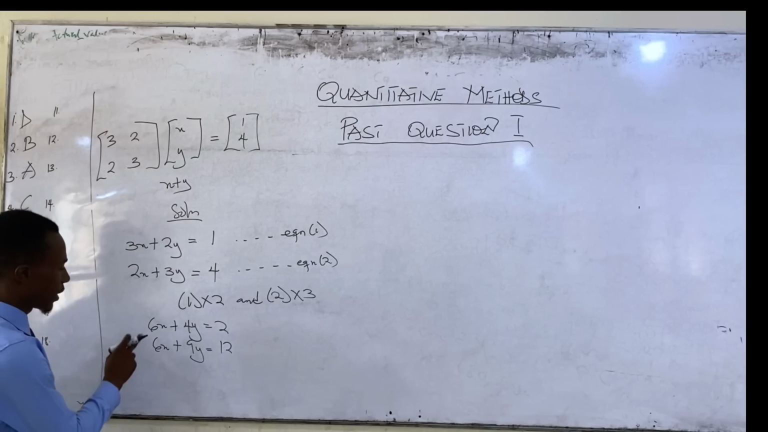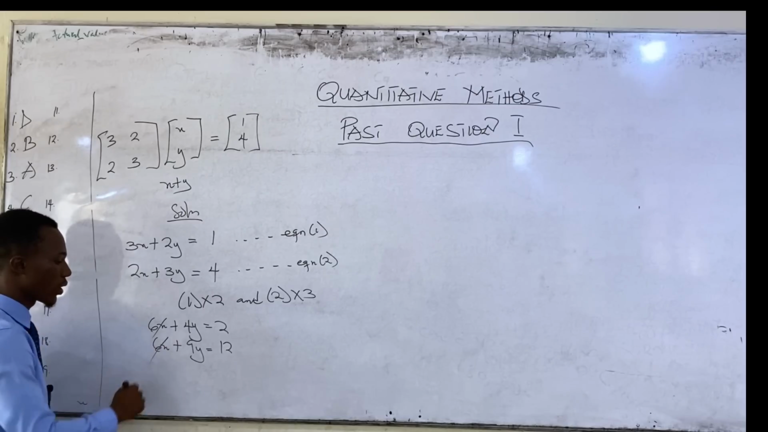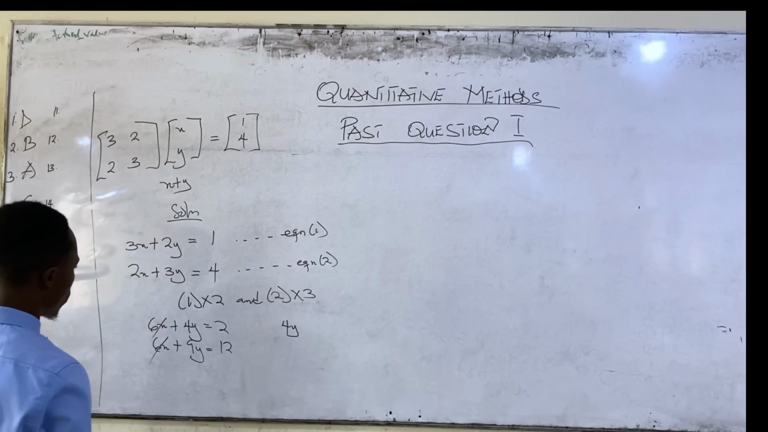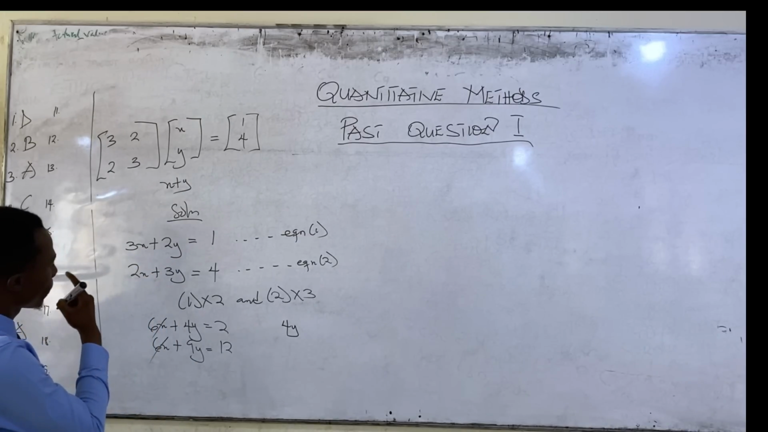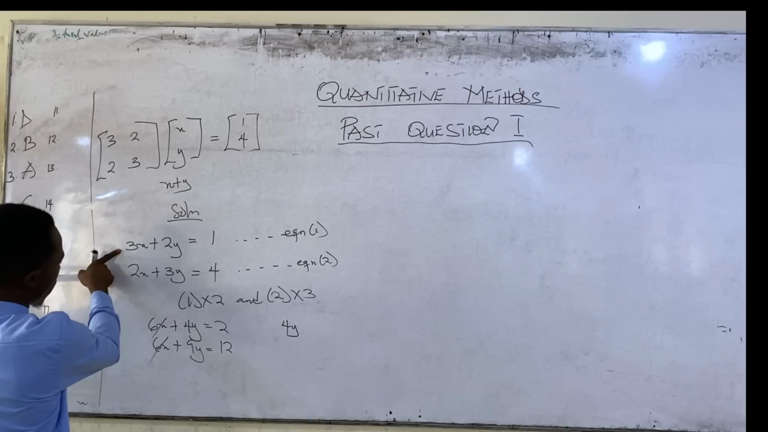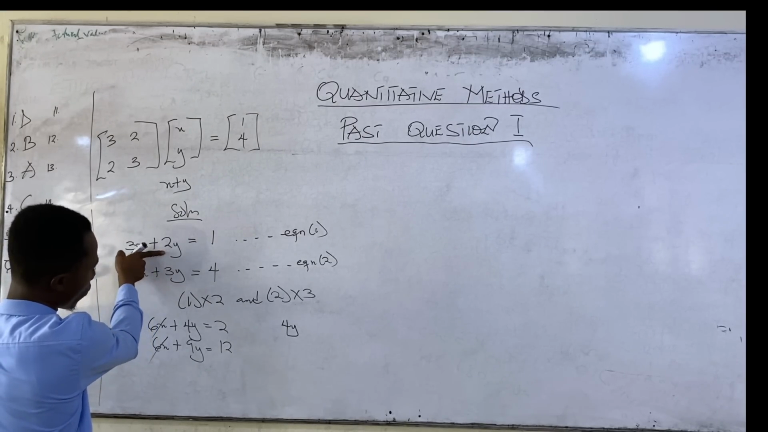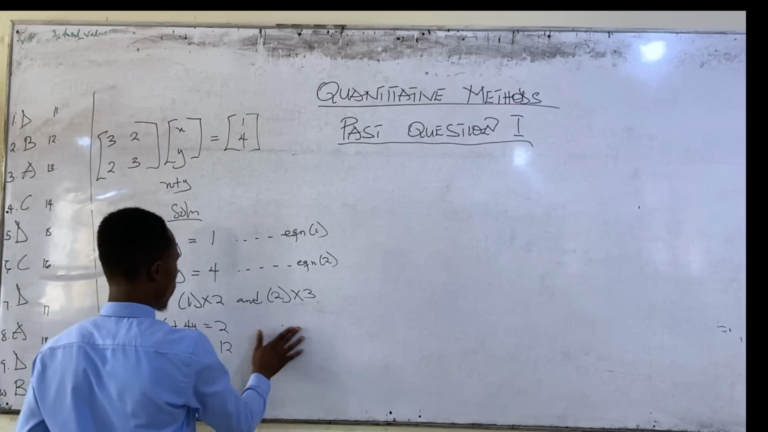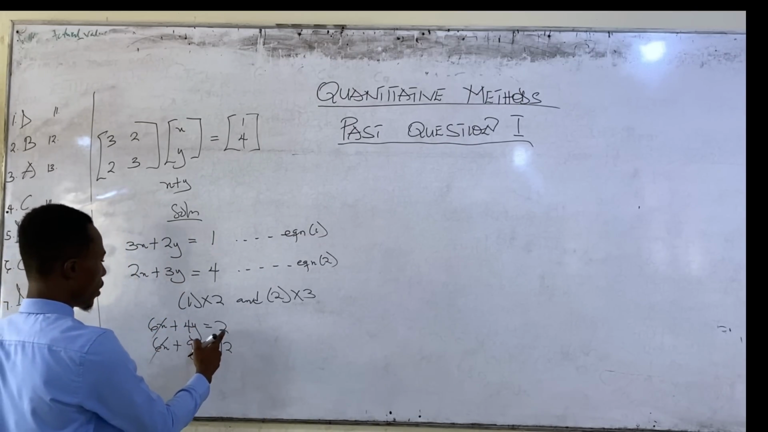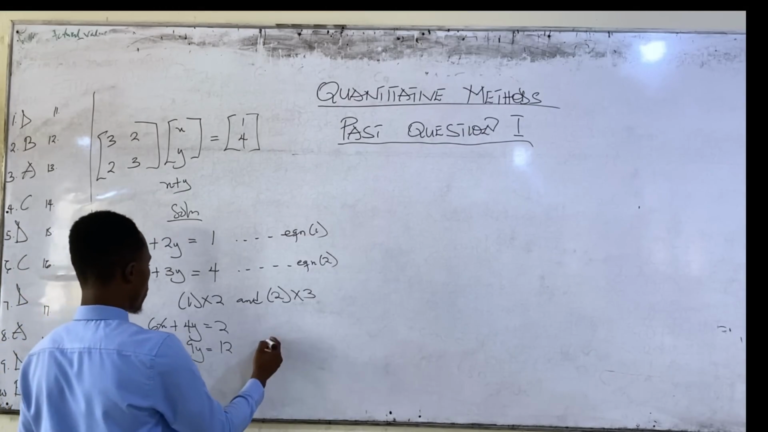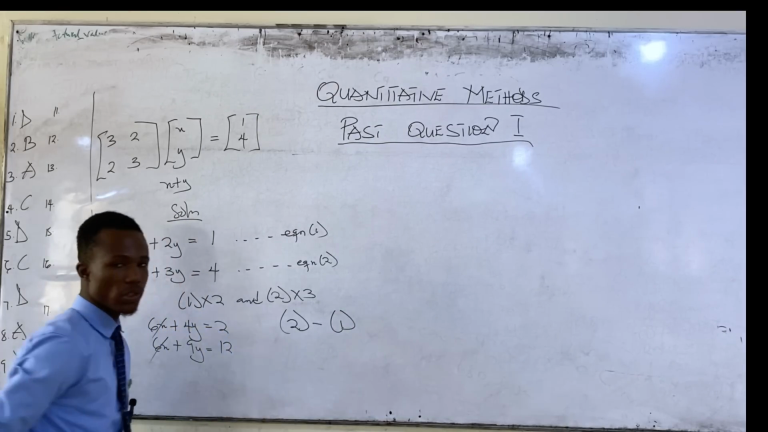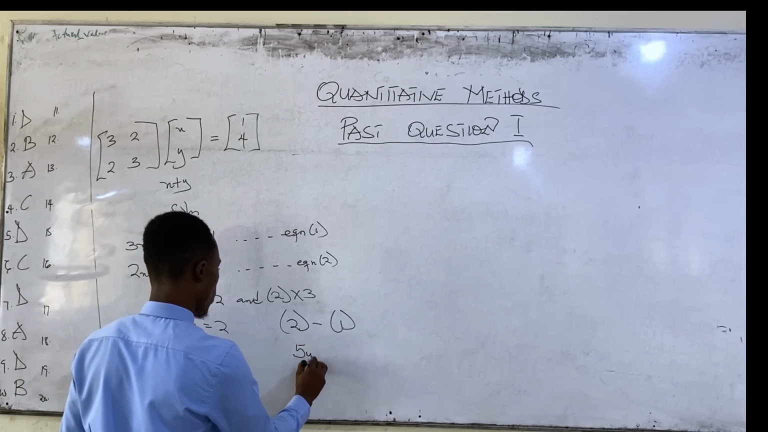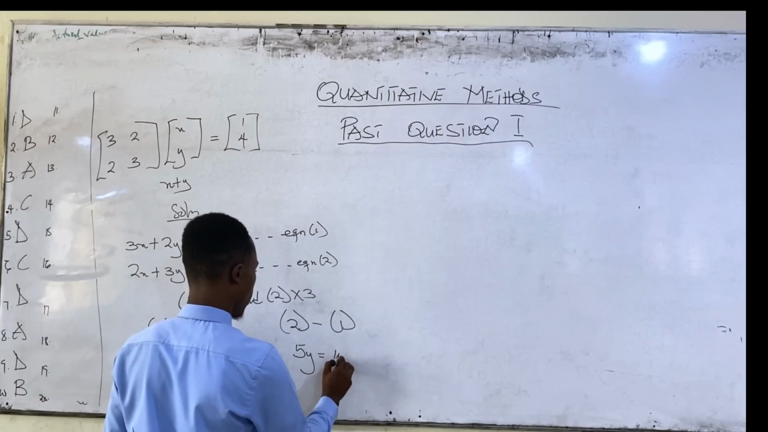And so by elimination method, since we have 6x and 6x here, we are going to cancel them out. So we are left with 4y equals 2, and 9y equals 12. But what are we doing? We want equation 2 minus equation 1. That is what we are doing. So 6x minus 6x is gone. Now 9y minus 4y is giving us 5y, equal to 12 minus 2, which is giving us 10. I hope that is okay.